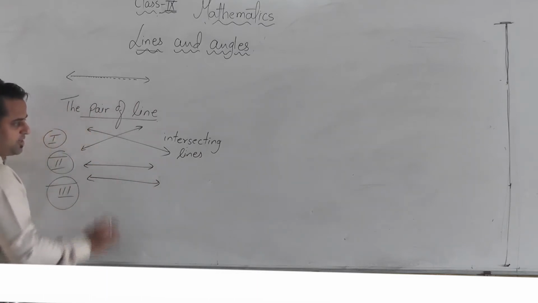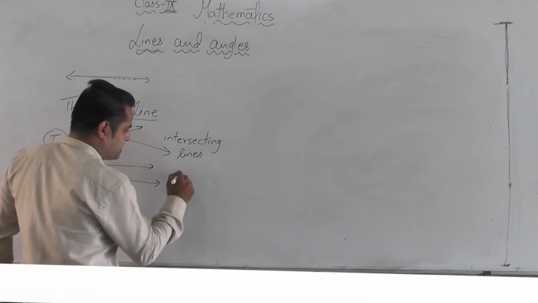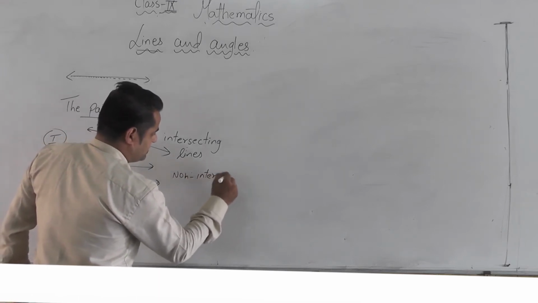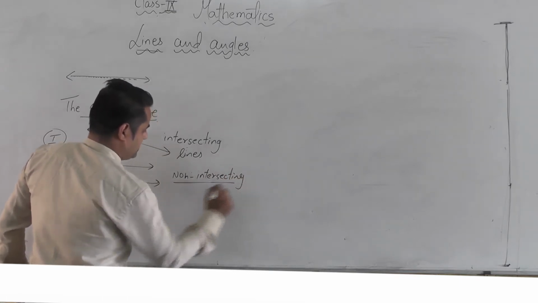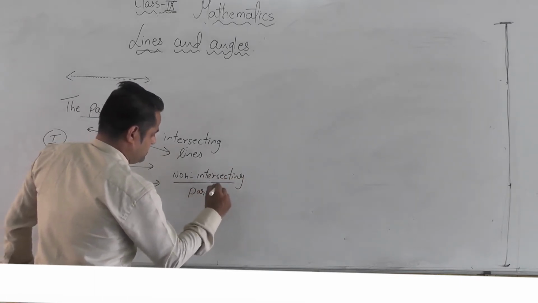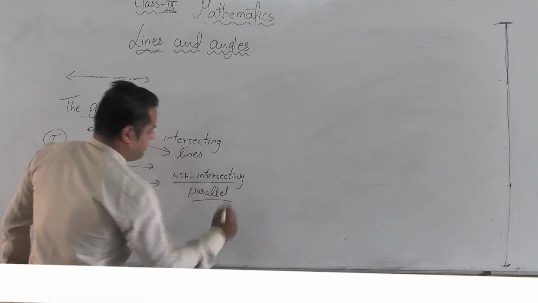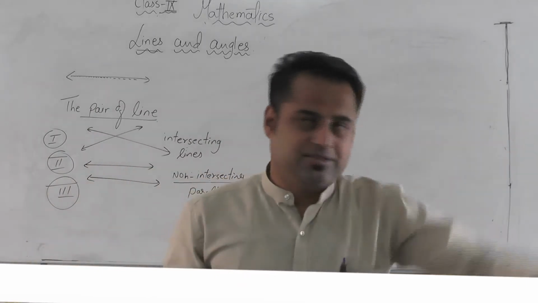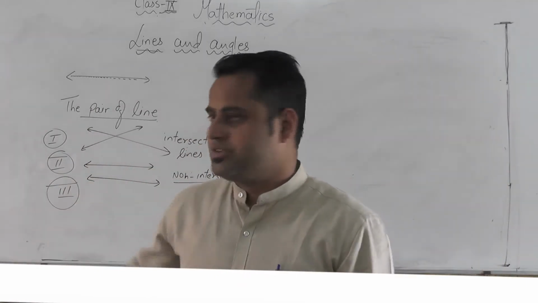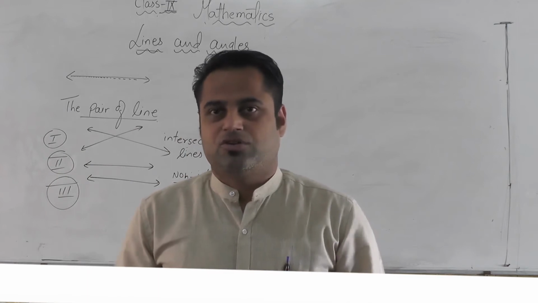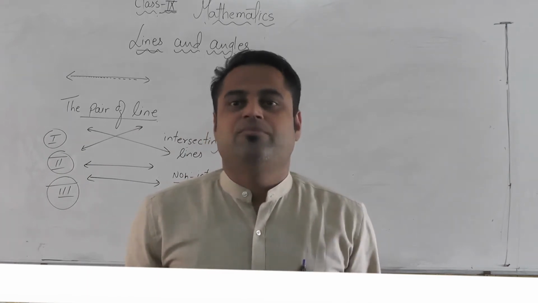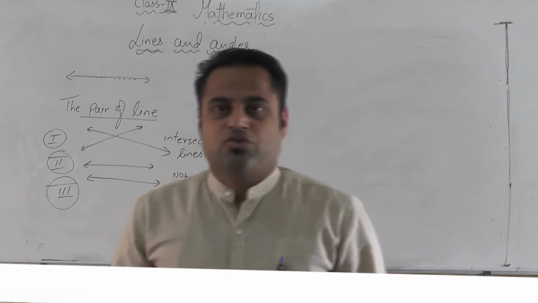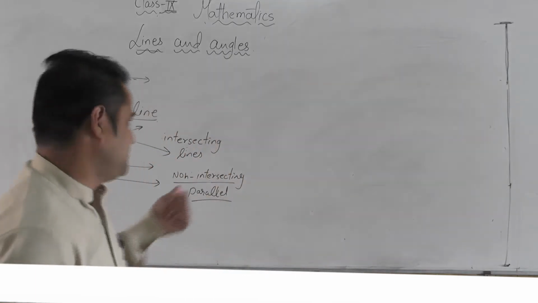Parallel lines do not intersect each other. You can say non-intersecting, or you can say parallel. Most of the time when you are traveling in a bus or a train, when you see two electrical wires, they are parallel to each other, or you can see the bars on the windows, they are also parallel. If you extend them up to infinity, they do not meet each other. So this type of lines are called parallel lines.